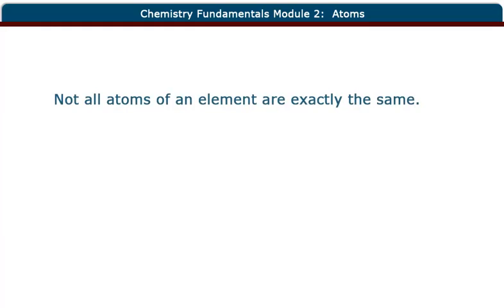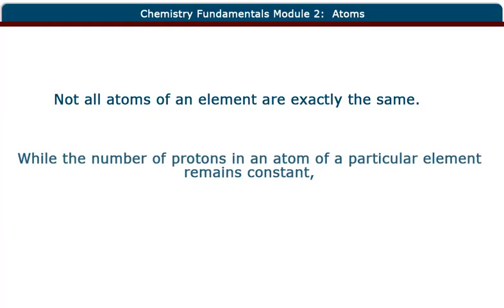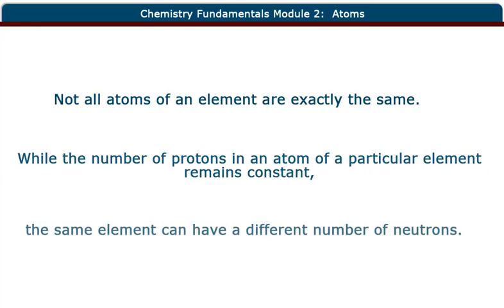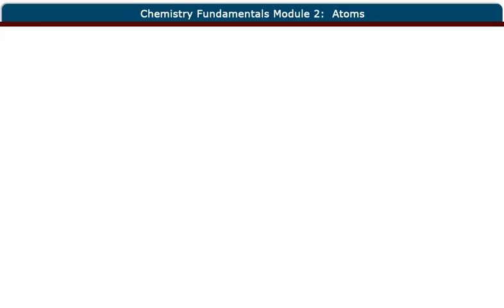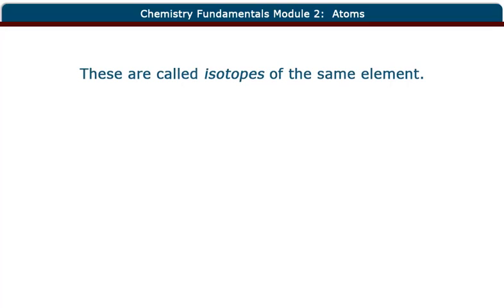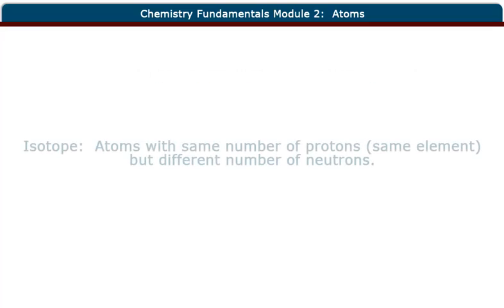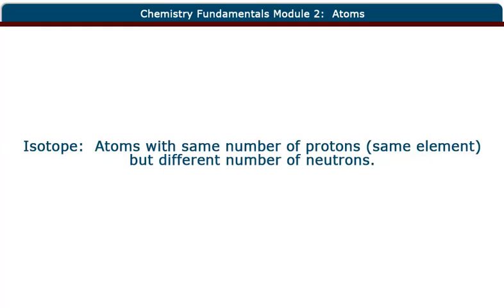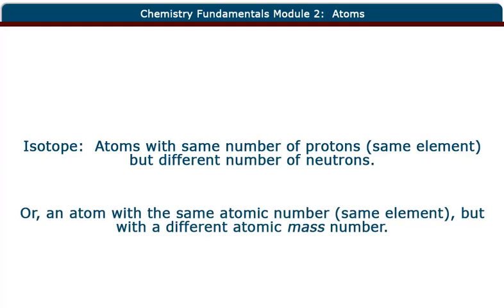Not all atoms of an element are exactly the same. While the number of protons in an atom of a particular element remains constant, the same element can have a different number of neutrons. These are called isotopes of the same element. Isotopes are atoms with the same number of protons but having a different number of neutrons. Or, an atom with the same atomic number, same element, but with a different atomic mass number.